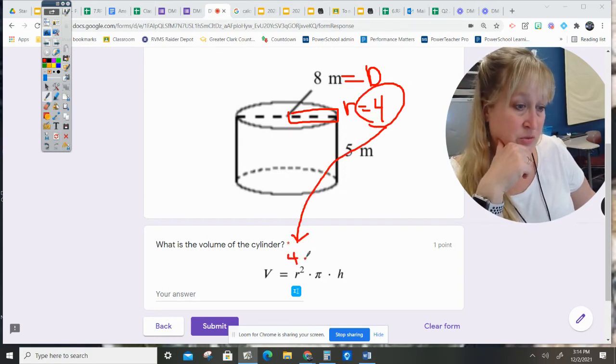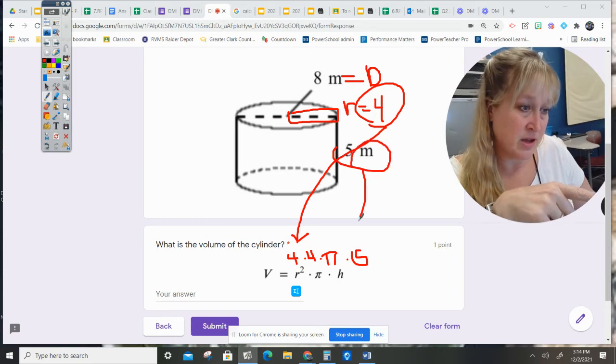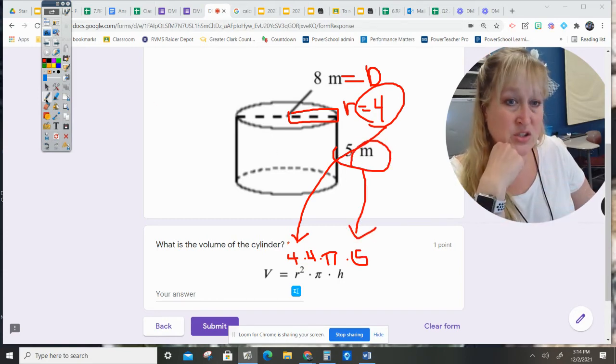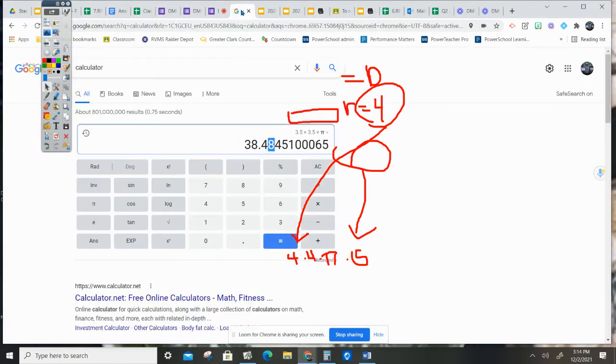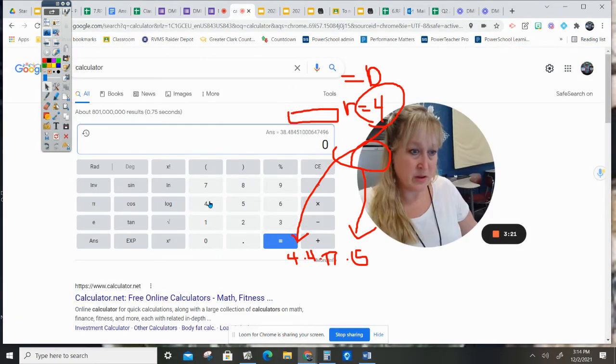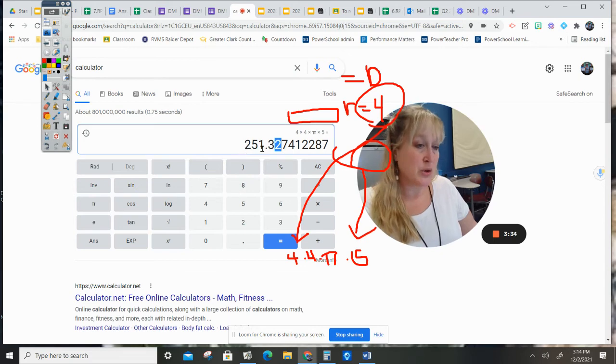So 4 times 4 times pi times the 5, which is the height. See, height. That's a terrible 5. I apologize. Use your calculator. Clear, clear, clear. 4 times 4 times pi times 5. I'm going to round, so I'm looking next door. That 7 says that 2 should turn into a 3. 251 and 32 hundredths.